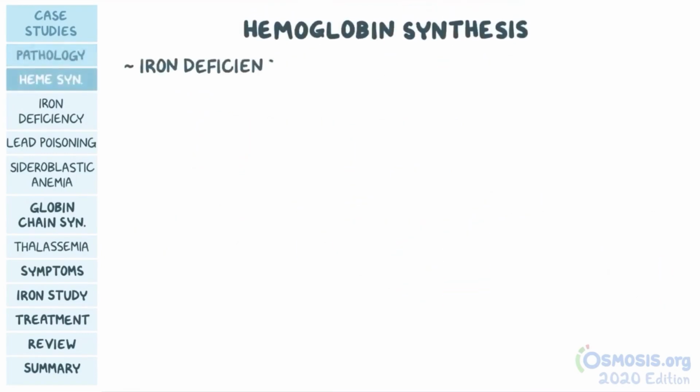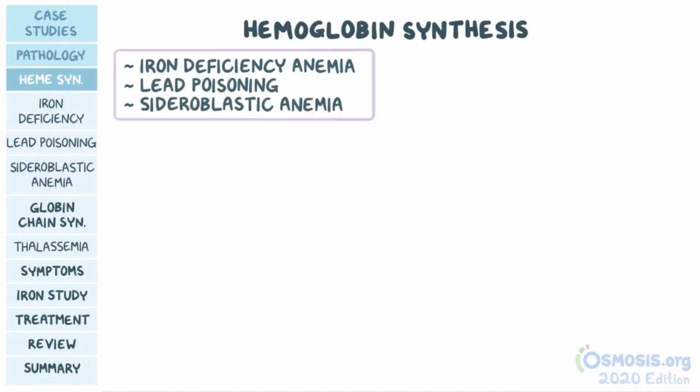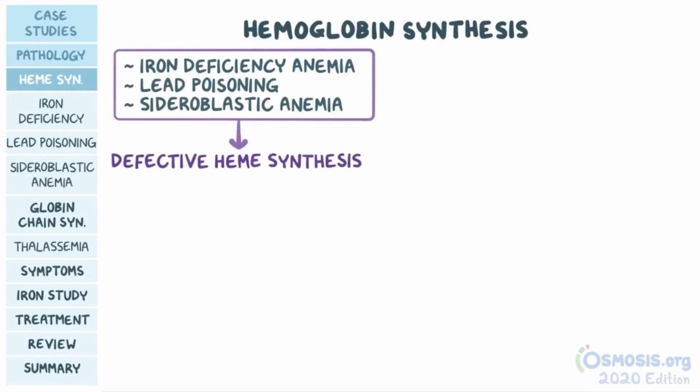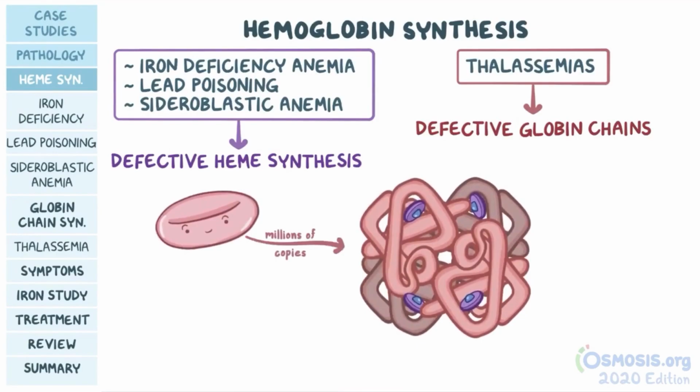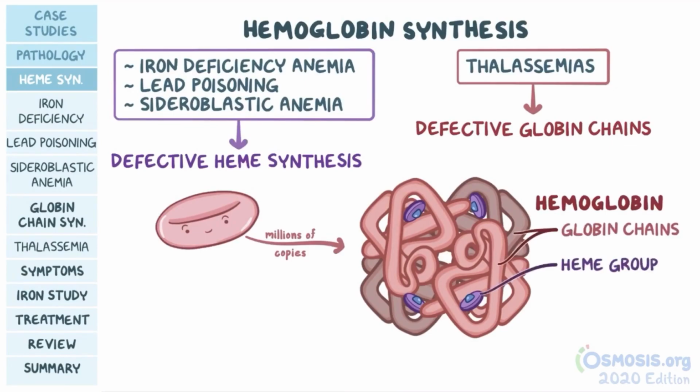Now, iron deficiency anemia, lead poisoning, and sideroblastic anemia are caused by defective heme synthesis, while thalassemias are caused by defective globin chains. Normally, RBCs are loaded with millions of copies of a protein called hemoglobin. Hemoglobin is actually made up of 4 peptide or globin chains, each bound to a heme group. Those 4 heme molecules have right in the middle iron, which binds to oxygen and allows it to move in our body.